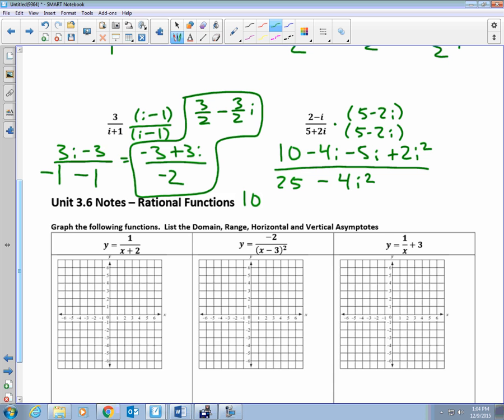So I have 10. I have a minus 9i. What is 2i squared? Minus 2 over, this is 25 minus 4i squared. What's 4i squared? Minus 4i squared would be a positive 4, so I get 29. Or 8 minus 9i over 29. I'll accept that answer, or you can write 8 over 29 minus 9 over 29 i. Either one is acceptable.